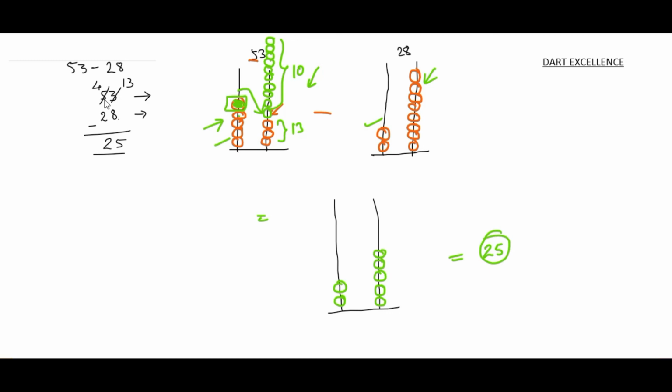So now we can understand what is actually happening here. हम 8 में से 3 को माइनस नहीं कर सकते थे, इसलिए हमने क्या किया, हमने टेंस के प्लेस से एक 10 बोरो कर लिया. एक 10 बोरो करने से 3 became 13, and now we can subtract 8 from 13. 13 minus 8 will be 5, and 4 minus 2 will be 2, and the number will be 25.